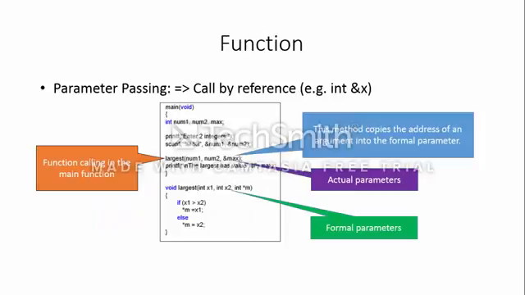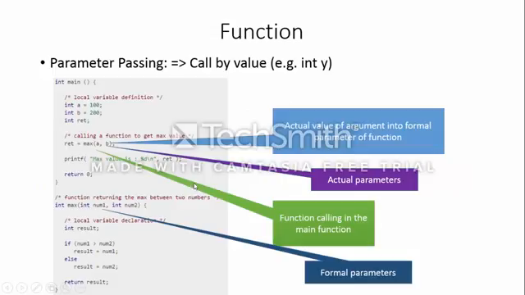Next, in function there are two types of parameter passing. Firstly, call by reference is where actual parameters are pointers. When you call the function in the main function, function can change value of actual parameters for call by reference. On the other hand, call by value, formal parameter receive value of actual parameter, and for this case, function cannot change value of actual parameter.